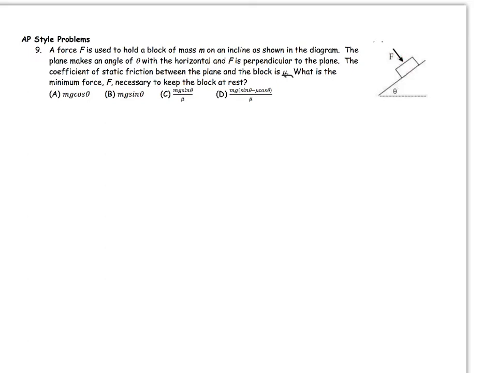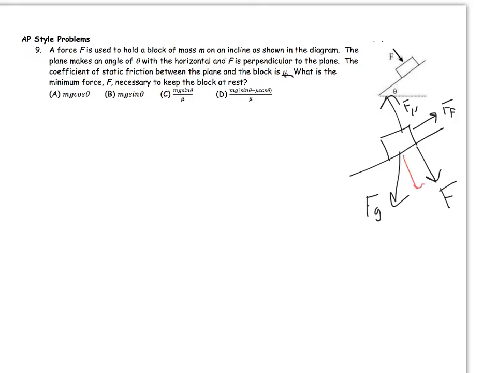So what I'm going to do is redraw this down here and set up my forces acting on the object. I have the force of gravity going down. I have my normal force going up like that. I have that pushing force going down at an angle, perpendicular to my incline, and then I'm going to have the force of friction going up the incline, keeping this at rest.